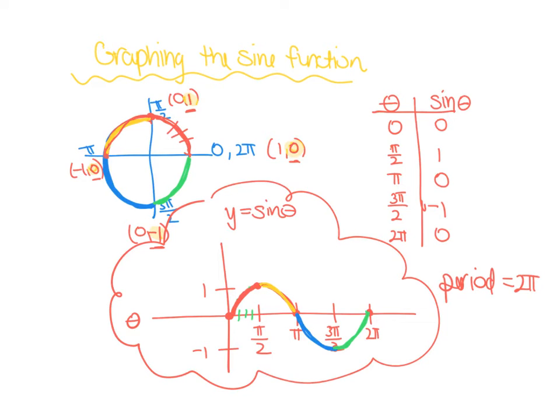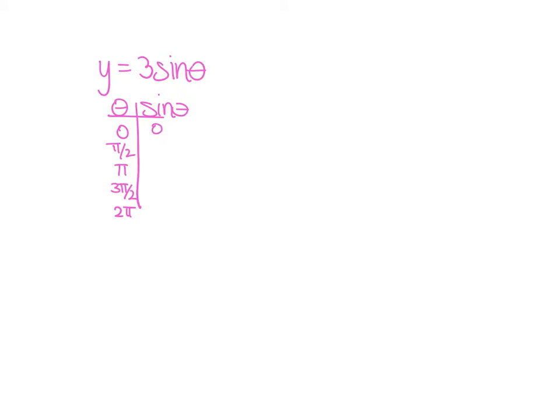Yeah, so let's go ahead and take a look at some changes in our graphs. Okay, so let's say we want to make a change in our amplitude. So let's just do y equals 3 sine theta, okay? So just like when we did transformations in the beginning of the year, if this is our parent function: 0, pi halves, pi, 3 pi halves, 2 pi, sine starts at 0, 1, 0, negative 1, 0.